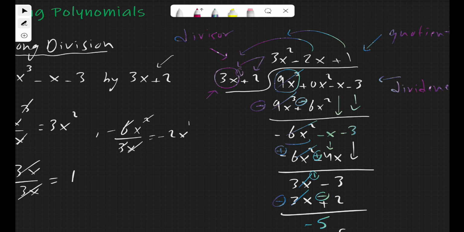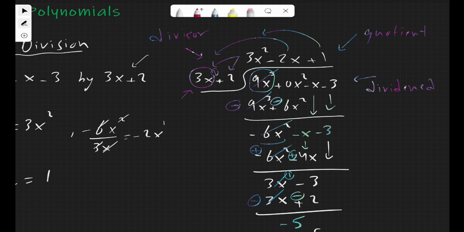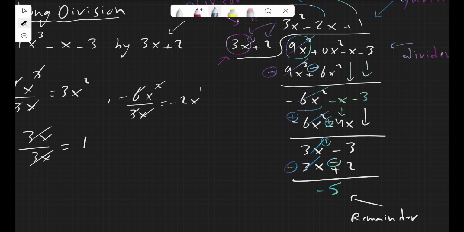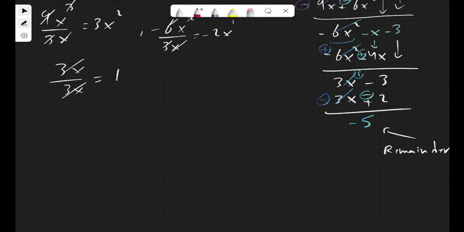So how to arrange the answer, or what is the relation between dividend, quotient, divisor, and remainder? The relation is given as: dividend is equal to divisor multiplied by the quotient plus remainder. There is another way, but I prefer this way.